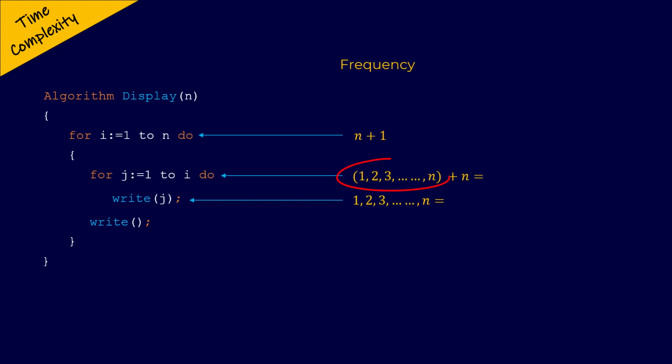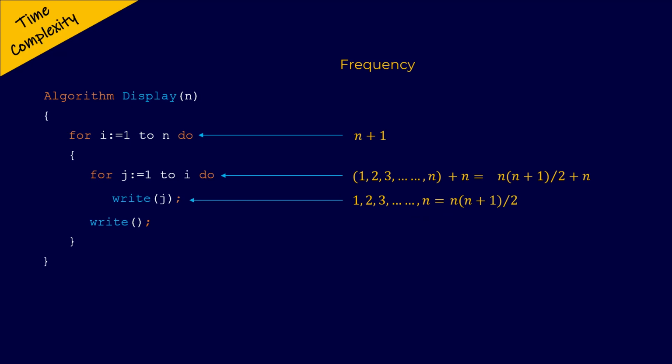Now, the sum of 1 plus 2 plus 3 and so on till n is the sum of n natural numbers, which is mathematically equal to n multiplied by n plus 1 divided by 2. So, the time taken by the for loop of j is n multiplied by n plus 1 divided by 2 plus n times. Similarly, the statement write of j will be taking the sum of 1 plus 2 plus 3 and so on till n, which is mathematically equal to n multiplied by n plus 1 divided by 2.